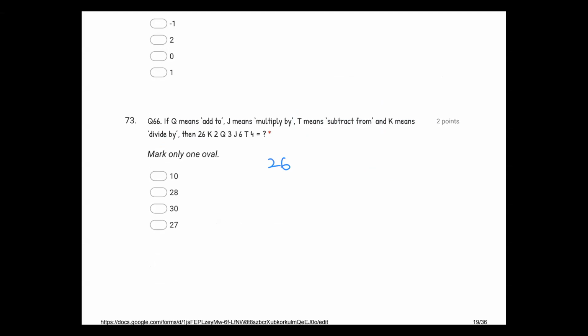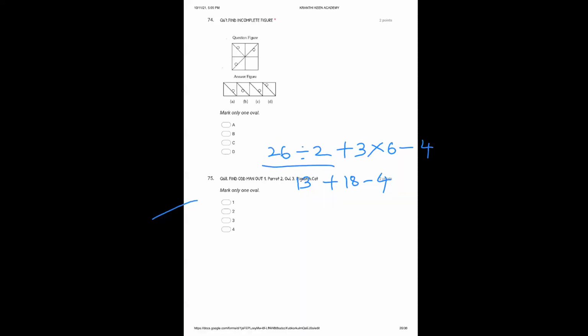And next here, Q is to add, means 26. What is the K? K equals to division 2. Q equals to add 3. J means multiplication 6. P means subtraction 4. Here also you have to apply the BODMAS rule. 13 plus 18 minus 4. 27 is the answer.